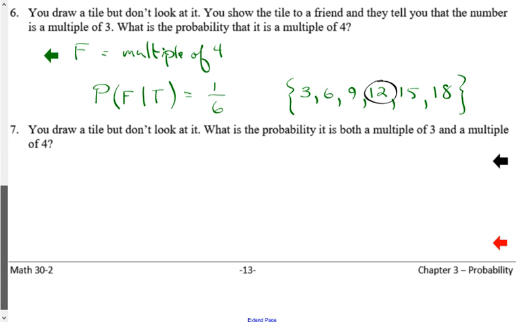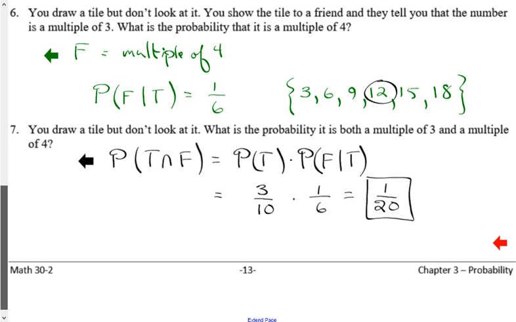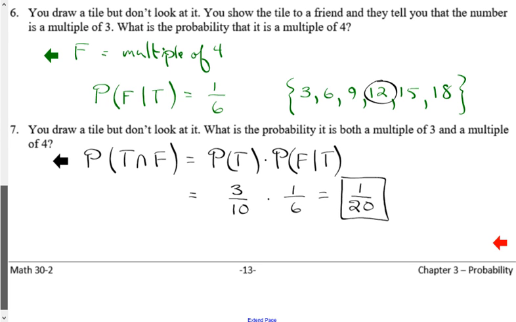So this is different than number 7. Number 7, you draw a tile, you don't look at it. What's the probability it's both a multiple of 3 and a multiple of 4? Well, here's what we could do. We could use that formula and say, what's the probability it's a multiple of 3 on my first draw, times the probability it's a multiple of 4 given it's a multiple of 3 on my second draw. So that's one way we could think it through, and we get 1/20th.